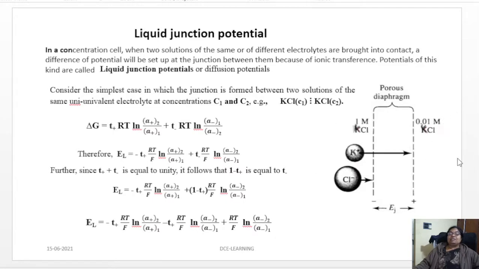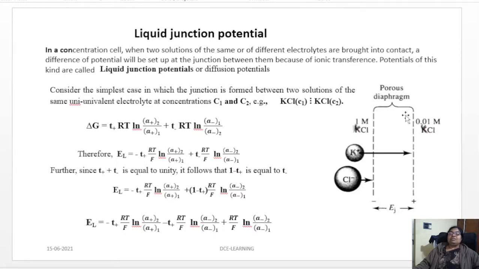Consider the simplest case in which a junction is formed between two solutions of the same univalent electrolyte at concentrations C1 and C2. Here I have given KCl as an example. The two sides of the electrolyte differ in concentration, and only then is there the possibility of generation of a liquid junction.